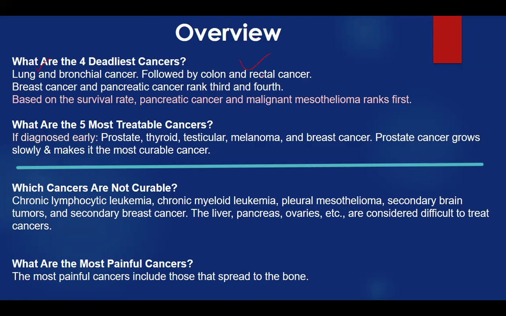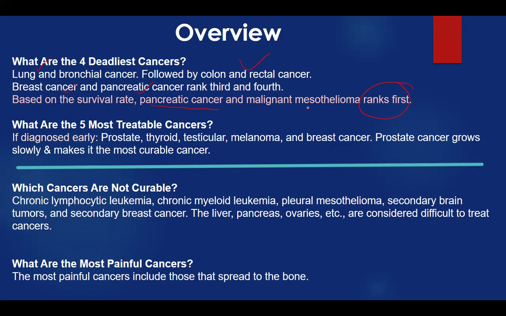So lung and colorectal. The next ones are breast cancer and pancreatic. The pancreatic problem is that the survival is only 2 to 6 months. The pancreas is just soft tissue, hard to find, and you find it when it's too late. So if you look at the survival rate, which is 2 to 6 months for pancreatic, then that ranks first if you were looking at deadly.